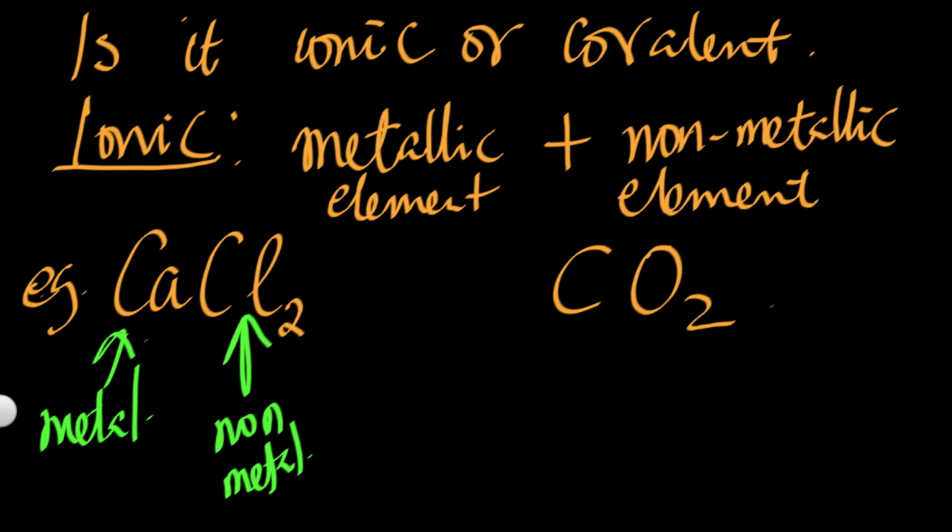So some of them you know it from experience, but this is a very simple way of deducing if it is ionic or covalent. Ionic compounds are formed when metals react with non-metals, forming ions that end up bonding together via ionic bonding or electrovalent bonding, as it is called. Then you come to carbon dioxide. Carbon is a non-metal, and oxygen is a non-metal too.